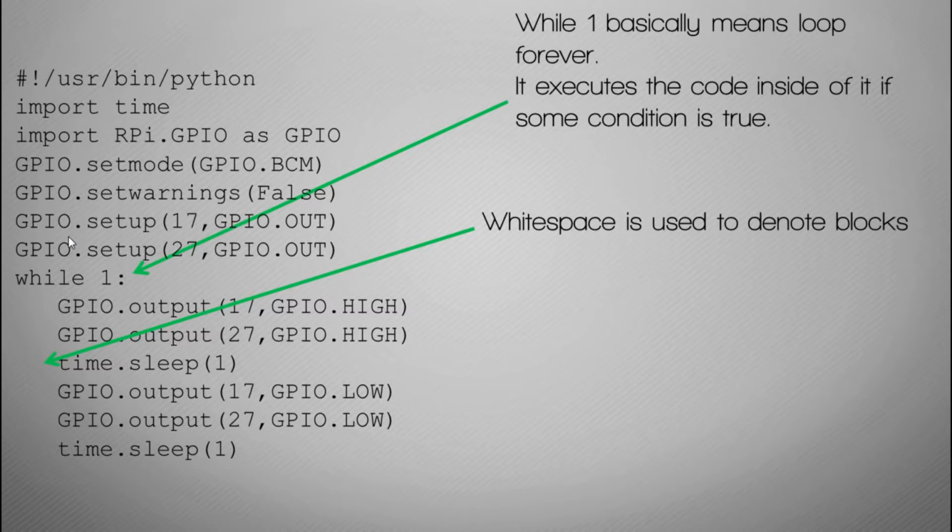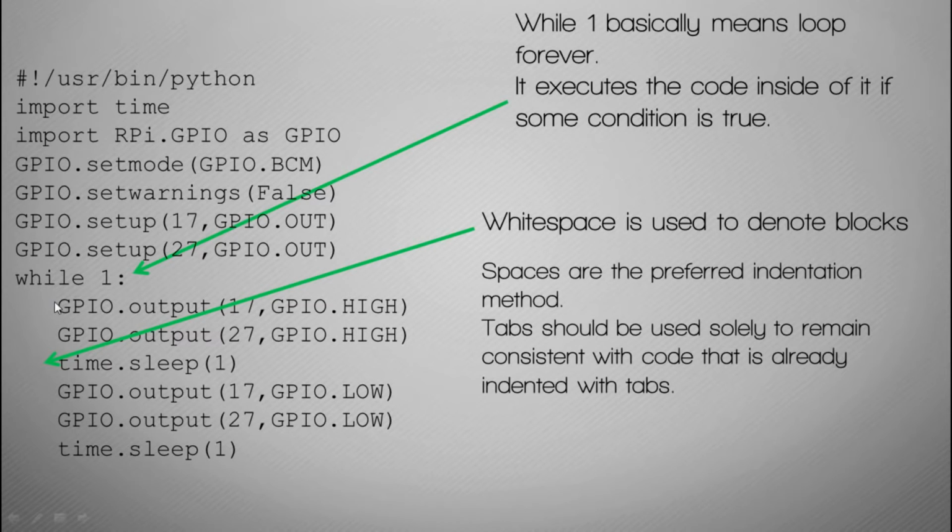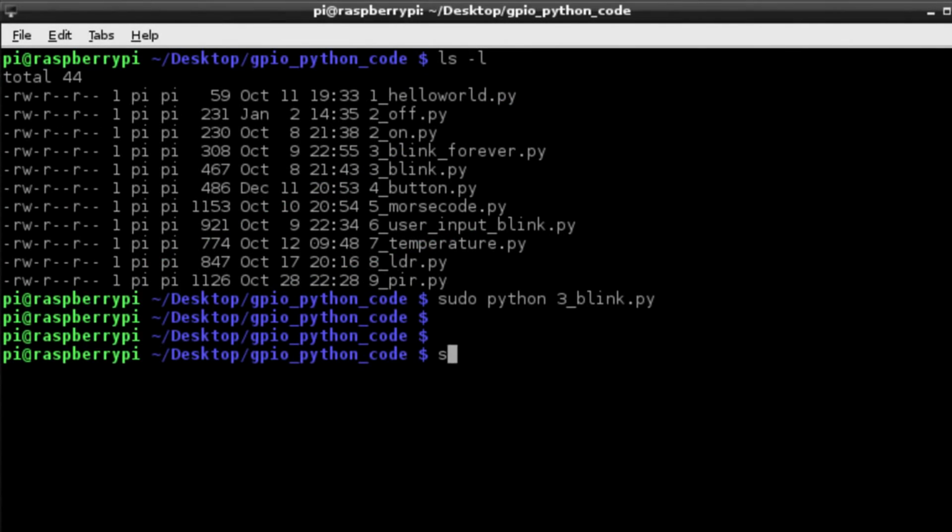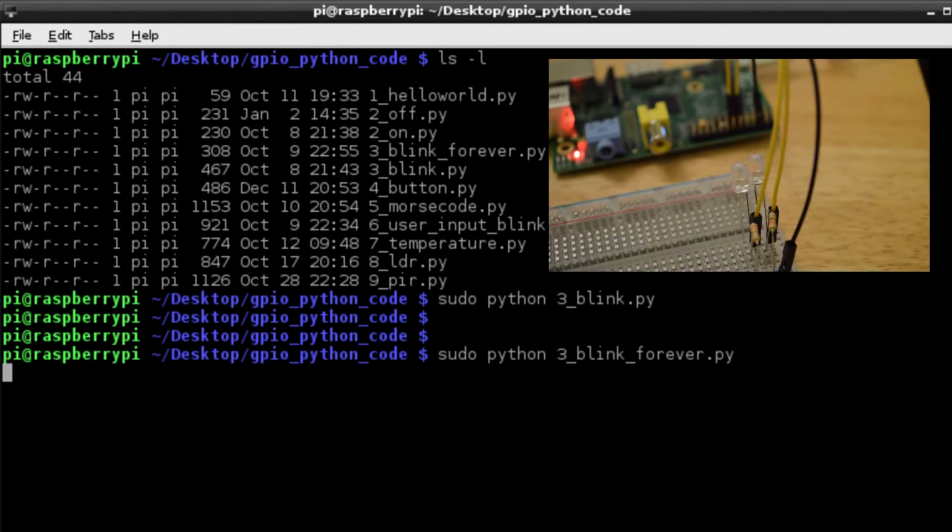This is a slightly simplified version of a while loop. It basically just means loop forever. In later examples, we will go over some slightly more complicated while loops. This white space here, or this indent, is actually 3 spaces. So in the second example, all we have to do is run the code 3_blink_forever.py, and it will just continue to blink on and off, on and off, on and off until you hit Control-C, which will force the Python code to stop running.